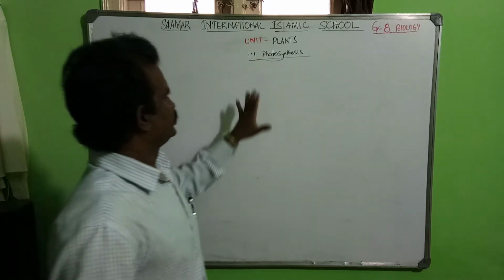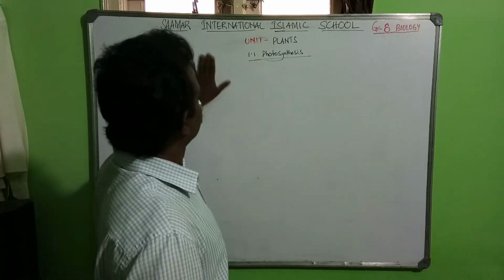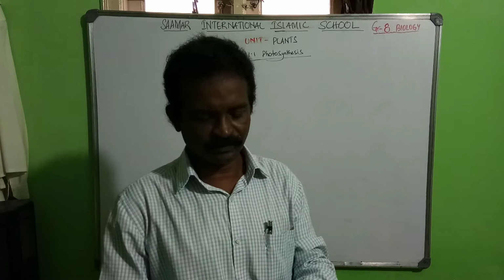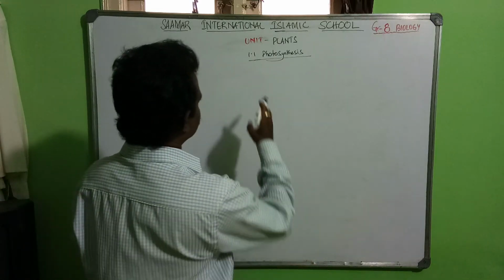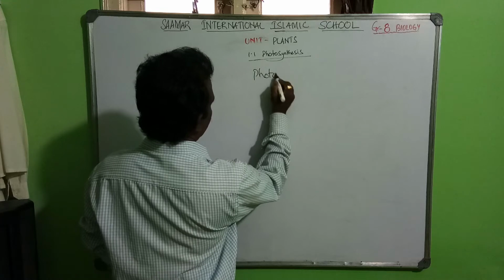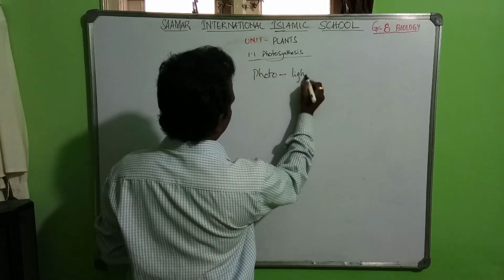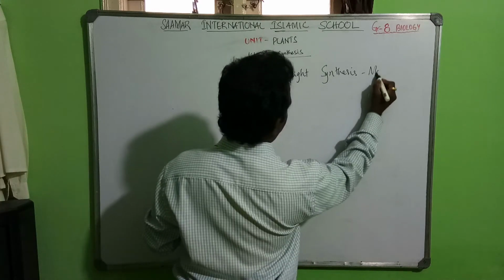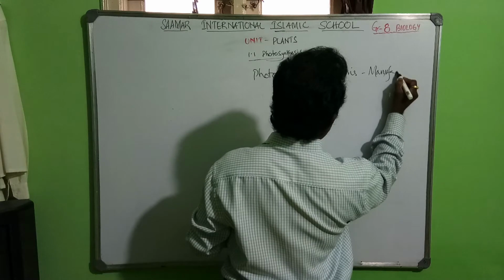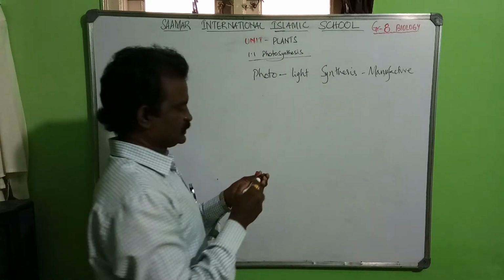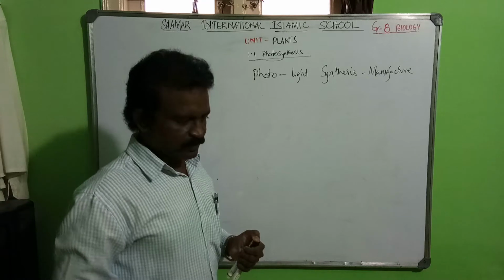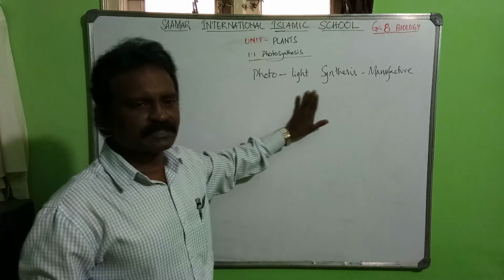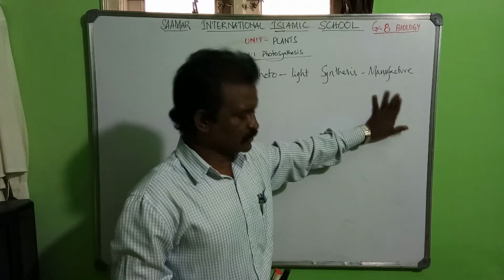Is it clear? The chapter name is plants. In that, one unit is called photosynthesis. 1.1, photosynthesis. Photo means what? Photo means light. Synthesis means manufacture. Is it clear? Photosynthesis. Okay. Now, what is photosynthesis? Who manufactures it? Plants manufacture food by photosynthesis. So, plants are called autotrophs.